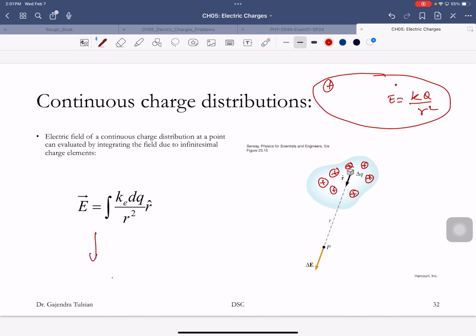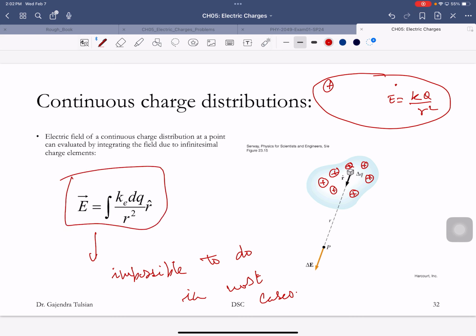Okay. So impossible to do in most real life cases, most cases. So there will be some special cases where you can actually do that integral. But that's how you would calculate the electric field at any point due to a charge distribution. And we'll show you some examples of how to do this integral.